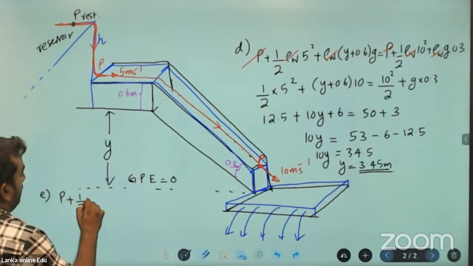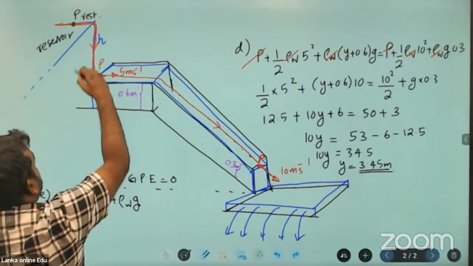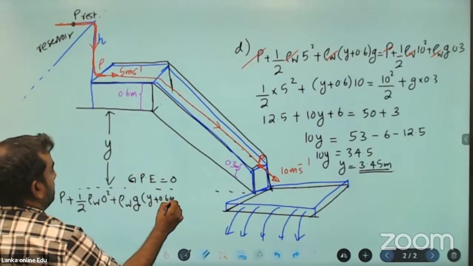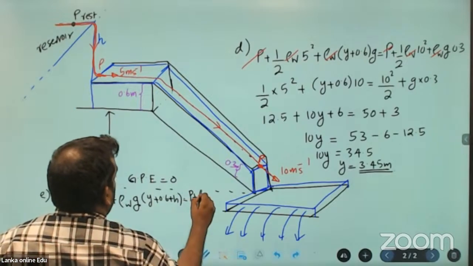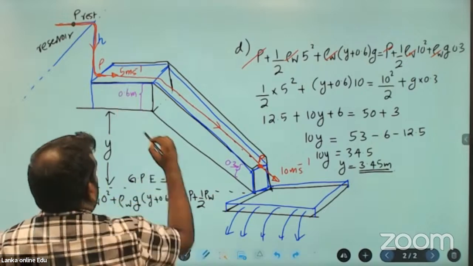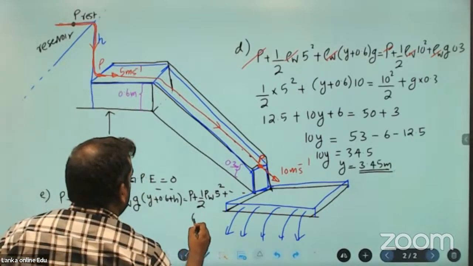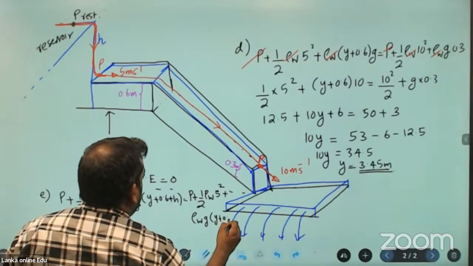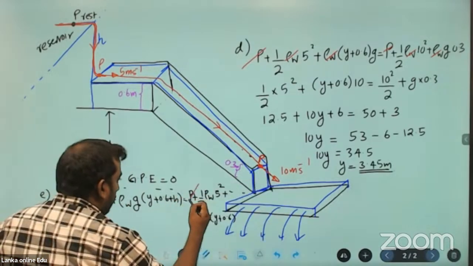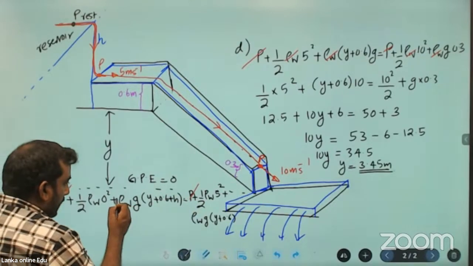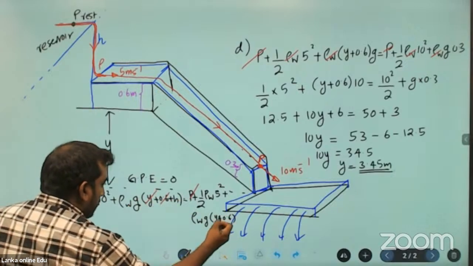P plus half rho_w v_0 squared plus rho_w g (y plus 0.6) equals, on this side, pressure P plus half rho_w times velocity 5 squared plus height, which is going to be y plus 0.6, rho_w g (y plus 0.6). Now if you do the calculation here, you can clearly see P and P can cancel off. The rho_w g (y plus 0.6) part cancels. This will cancel off with that.